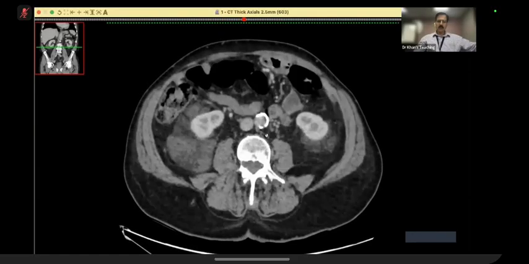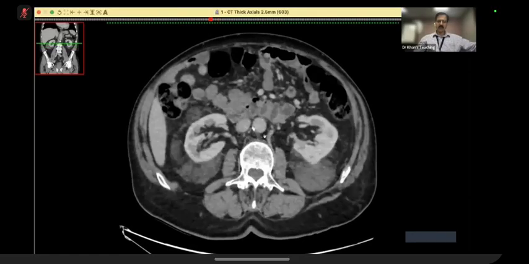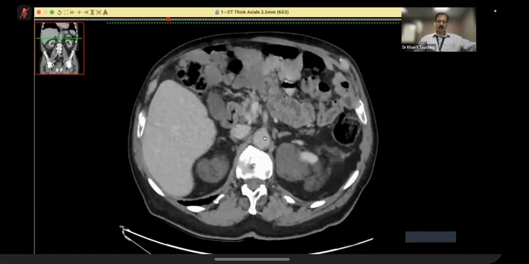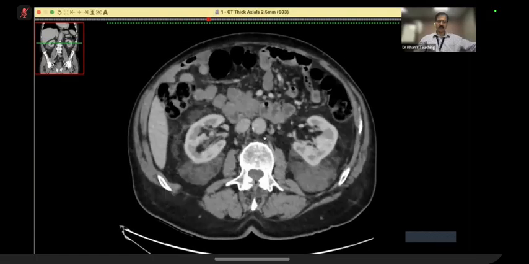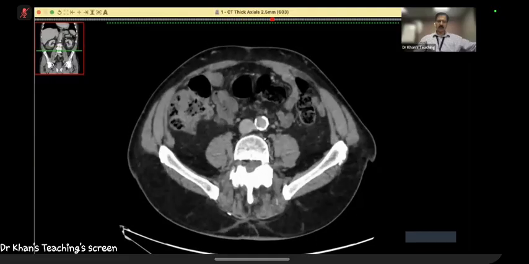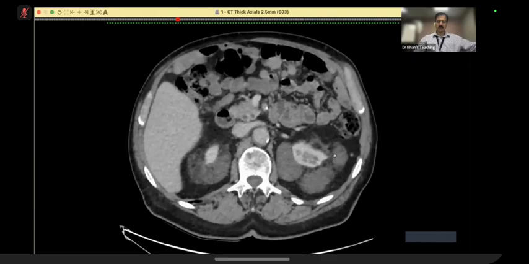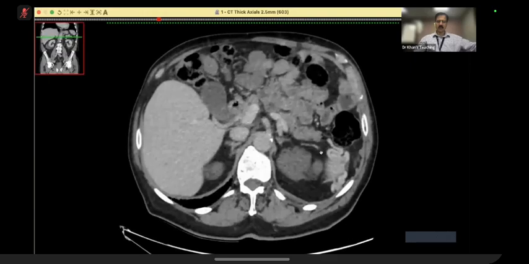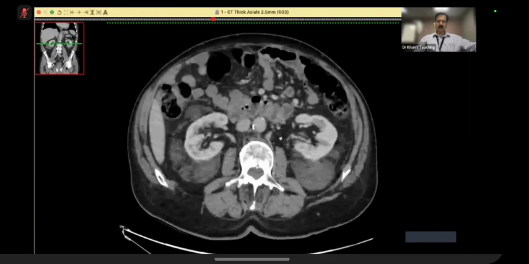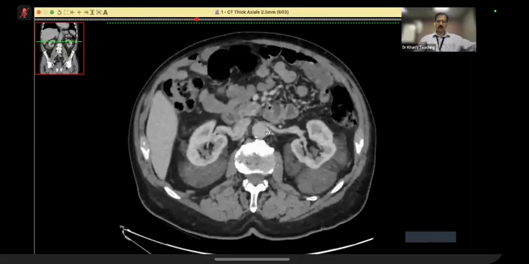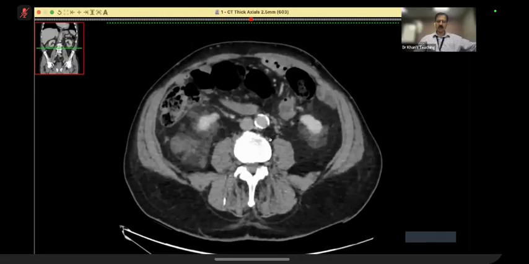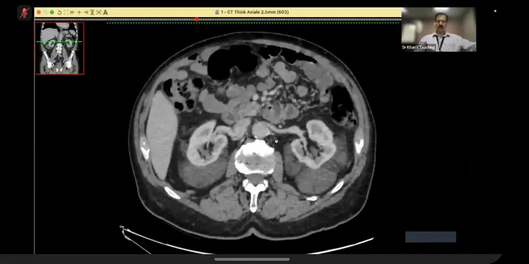So let's go through the case. Now you understand that the eye sees what the mind knows. This is an example. If you have never seen it, you will never diagnose it. If you have seen it, you will never miss it. So it becomes all very easy. Now, pertinent negatives: is the aorta involved? In our case, it is not. IVC and ureters are not involved.